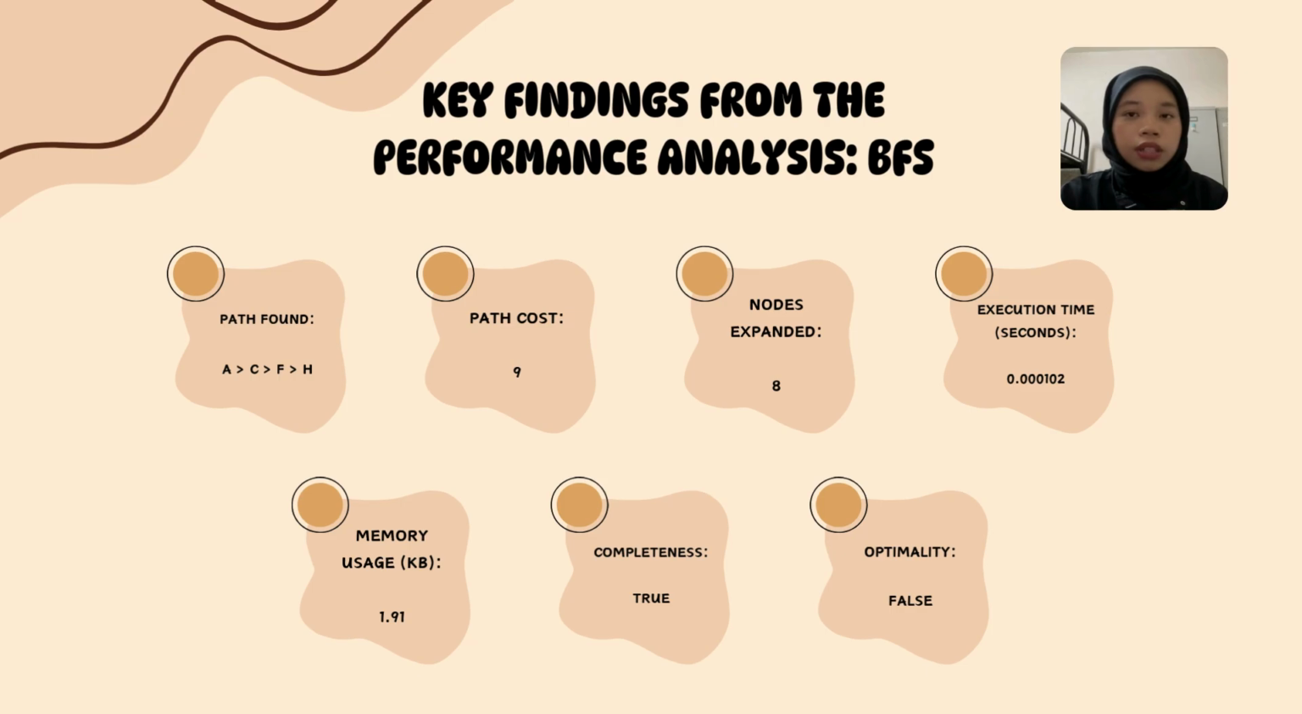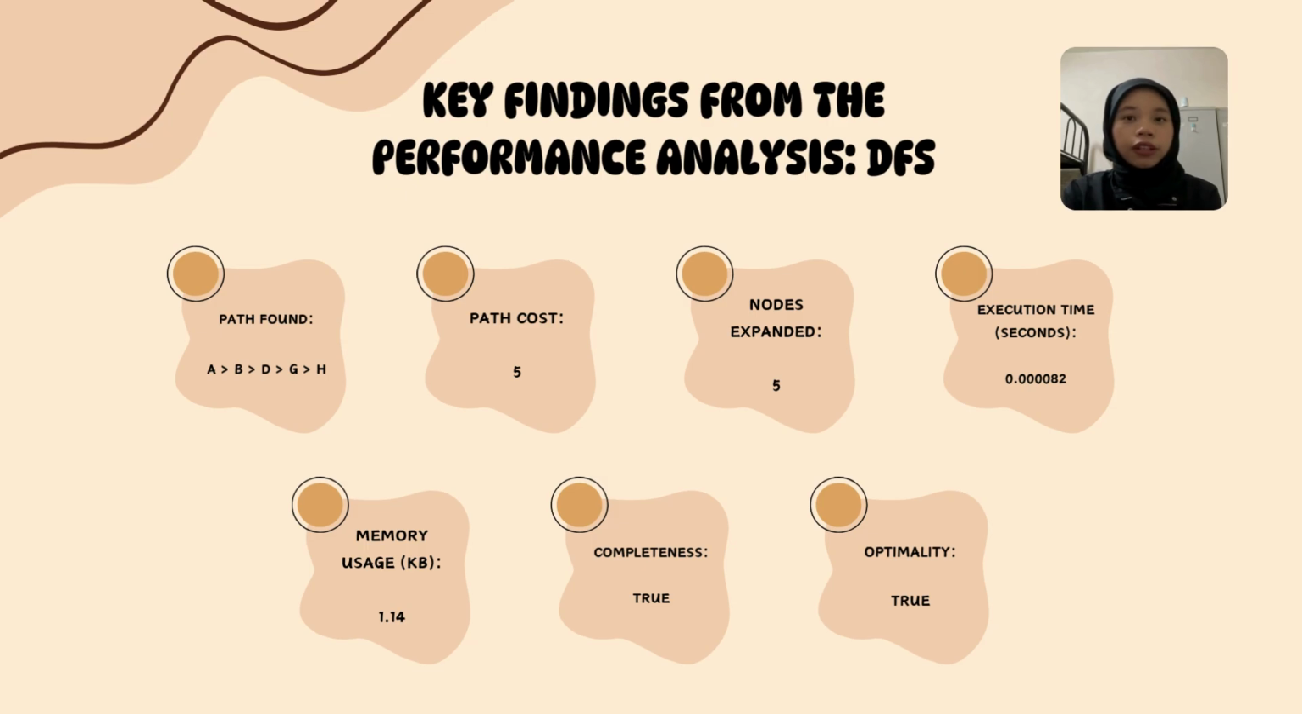Next, the algorithm successfully found a path, which we call completeness. However, it didn't find the shortest possible path, which means it was not optimal. These results show that while our algorithm works reliably, there might be room to improve its path-finding efficiency.